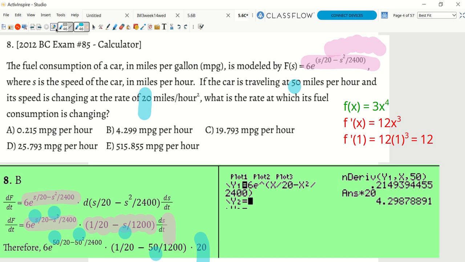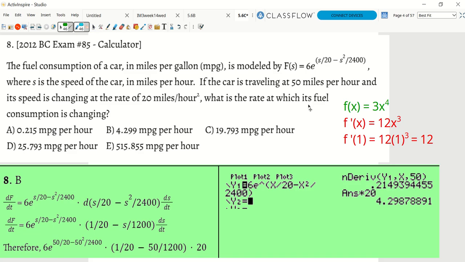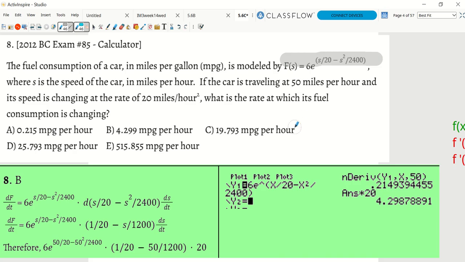Let's go to 8. Okay. Now 8, okay, when you read this, I like to think of this as your position function. Okay. And it's asking for your velocity function. Okay, but let's see if I can talk about it in the context of this problem. So this is miles per gallon. Okay. And we want the rate at which the MPG is changing.